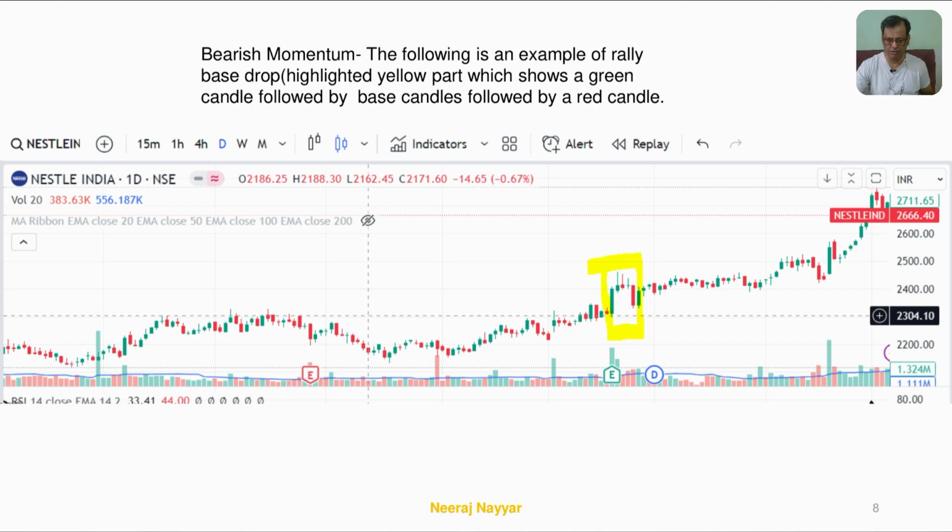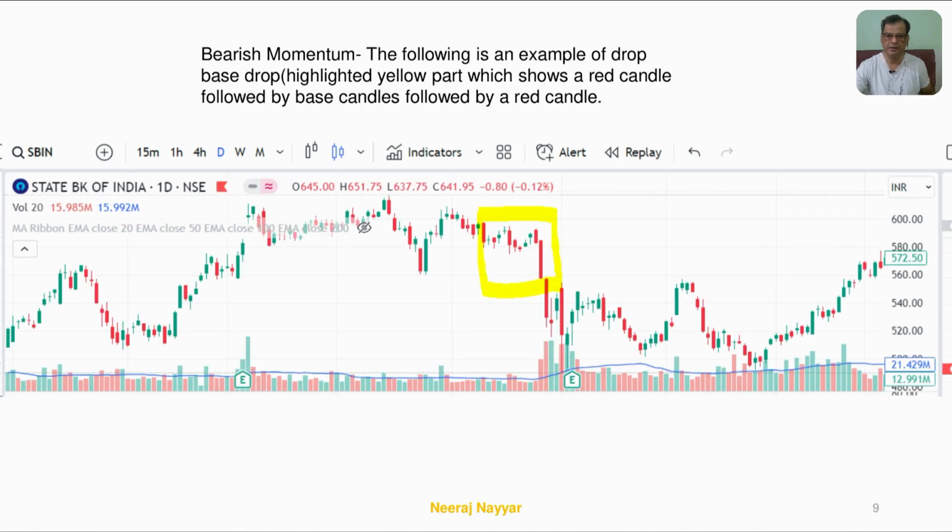Now let's look at the bearish momentum. In bearish momentum, the following is an example of rally. Can you see the green candle here? See the highlighter, you have a rally, you have consolidation, which is base, and you have a red candle, so drop. So this is rally, base, drop. The bears overpowered the bulls. Let's take a look at the next one. Again, we are looking at bearish momentum, and here we have drop, base, drop. If you see here, this is a red candle. Again, we have base, and then again a drop.